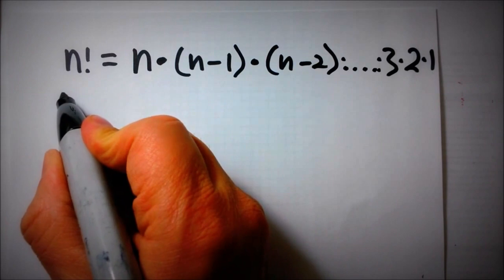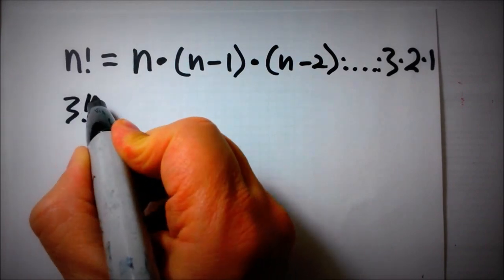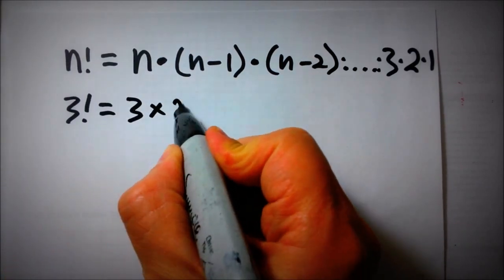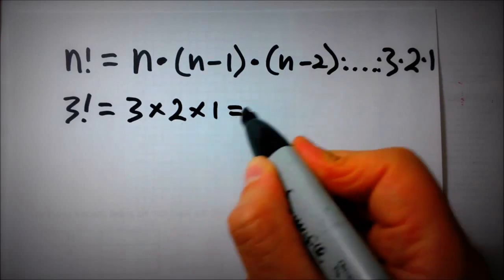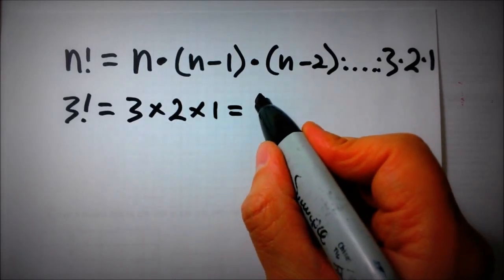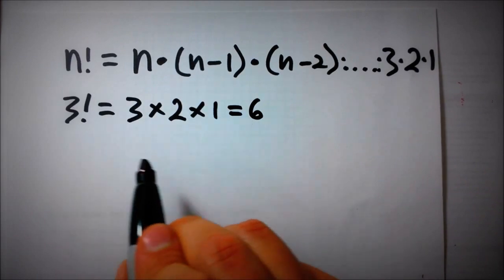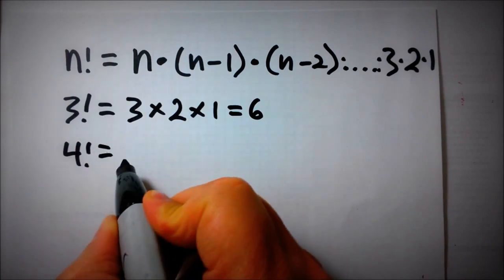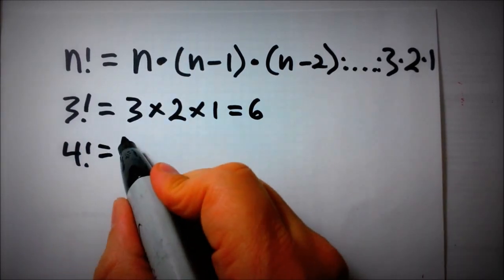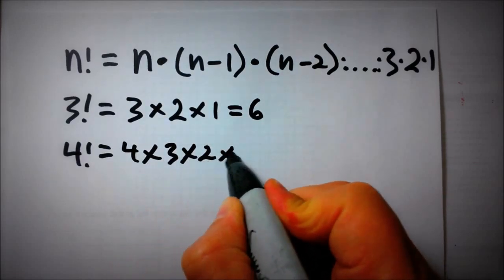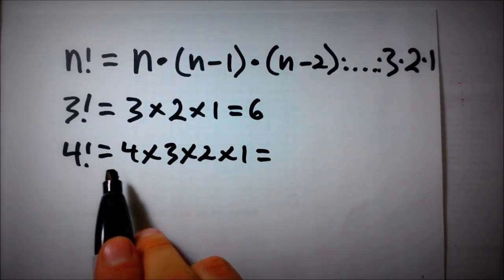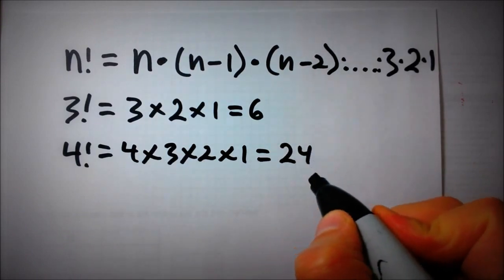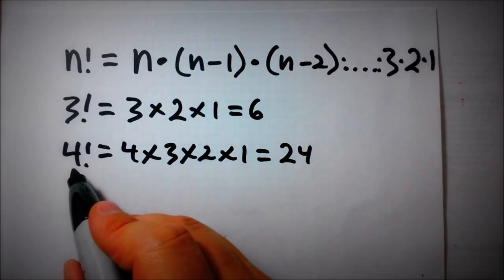For example, if we have something like 3 factorial, that means 3 factorial is equal to 3 times 2 times 1, which gives us 6. Therefore 3 factorial is equal to 6. Let's say 4 factorial. 4 factorial will be equal to 4 times 3 times 2 times 1, and this would be equal to 4 times 3 gives us 12 times 2 is 24 times 1 gives us 24. So this is equal to 24, and so on and so forth.